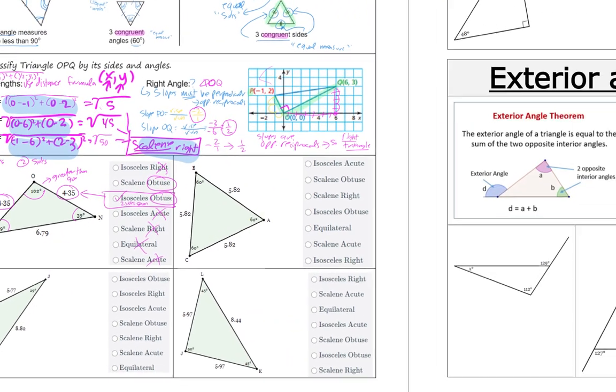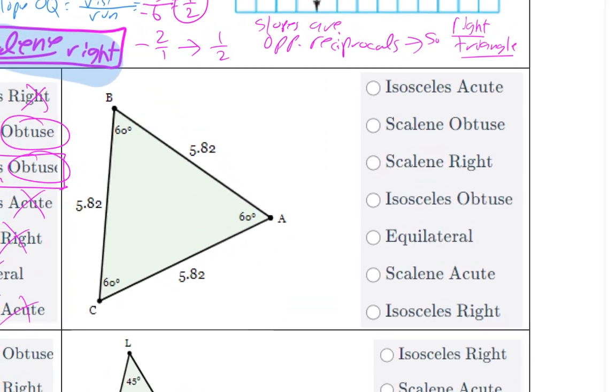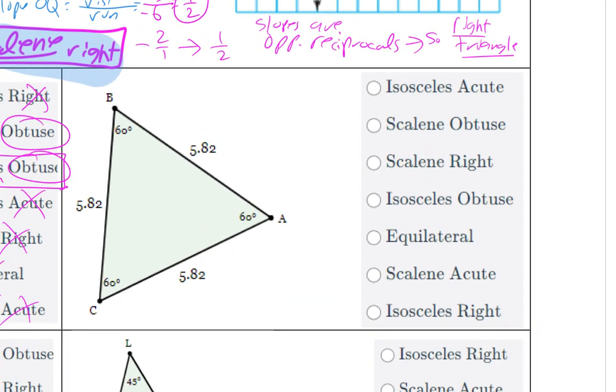All right, see if you can get this one on your own. Pause this one, see if you can get this one. All right, so we said the first thing we're going to do is look at the angles, right? So what do we know? This one's 60, this one's 60, this one's 60. They're all the same, right? All three the same.